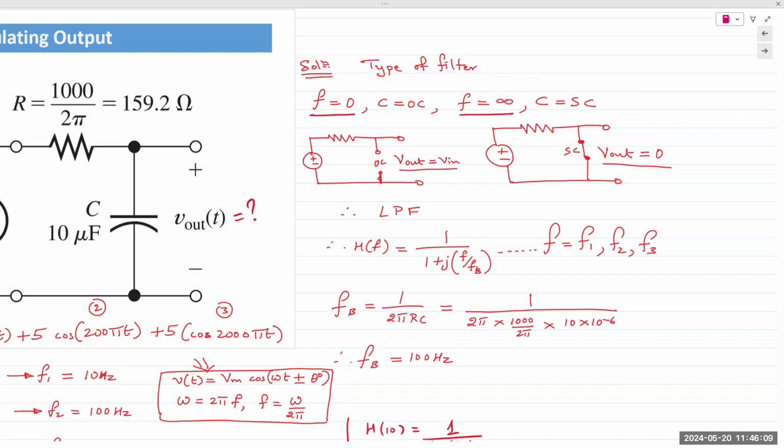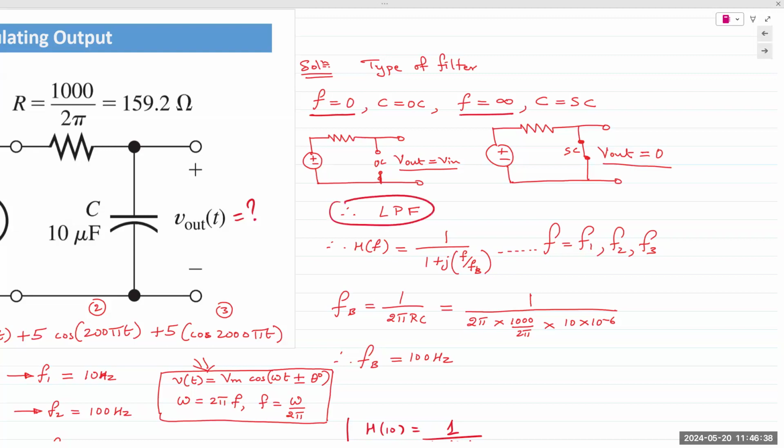When f tends towards 0, the capacitor is an open circuit. When f tends towards infinity, the capacitor behaves like a short circuit. So at high frequencies, output is equal to 0, meaning output is blocked. At low frequencies, output is equal to the input voltage. So it behaves like a low pass filter. Right? It behaves like a low pass filter.